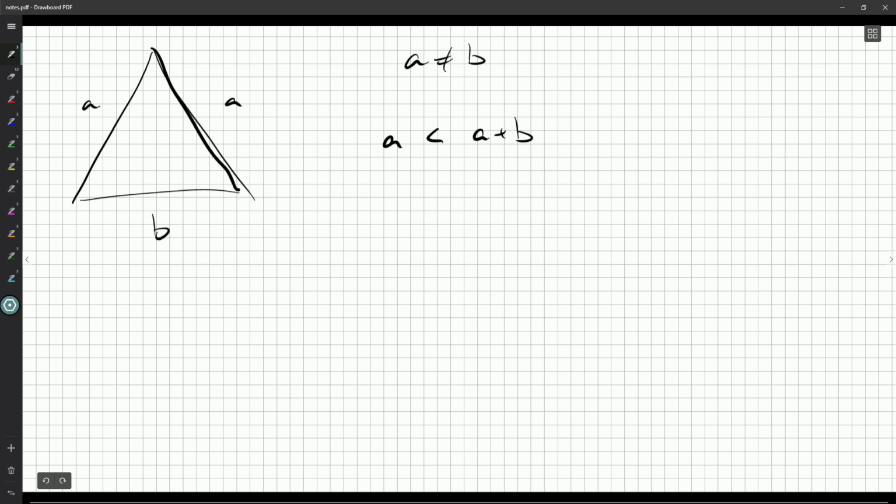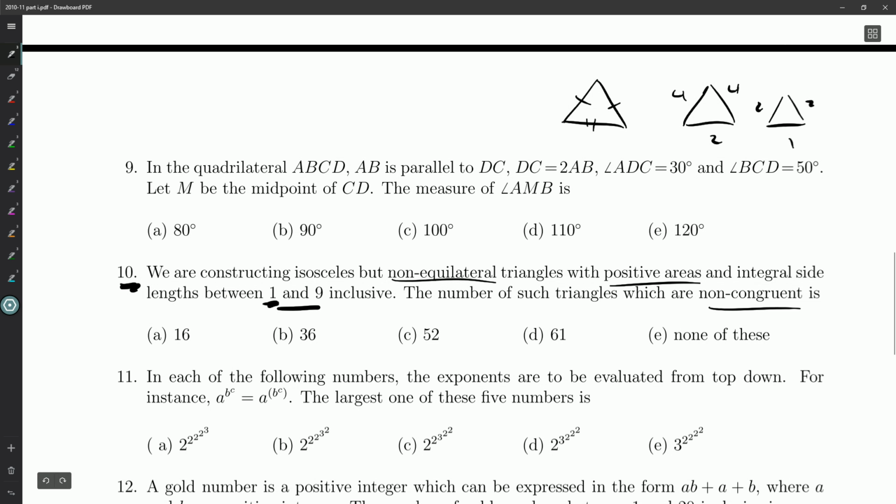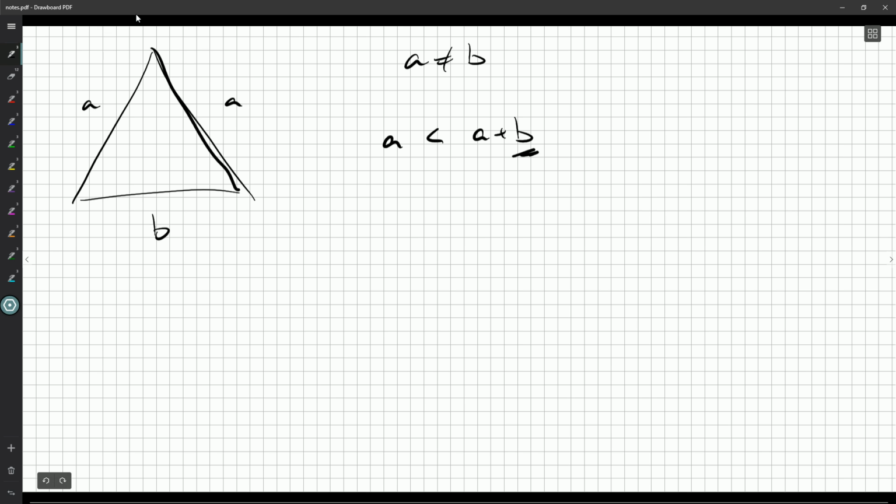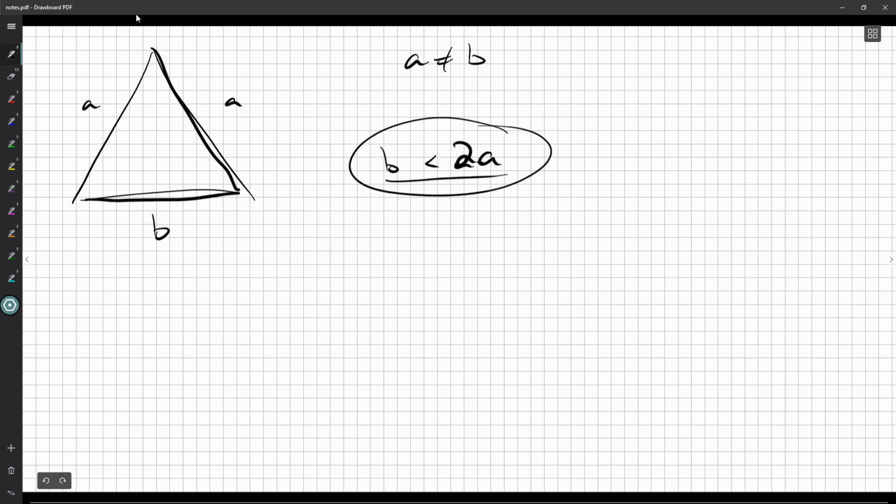Of course, as long as B is positive, and since B will always be at least 1, this one's satisfied, but the more interesting one is that the B side has to be less than A plus A, or 2A. So B has to be less than 2A. So what we could do is say, all right, could A be 1? Could B be, and so on. As long as this condition is satisfied, we should be able to make an isosceles triangle.